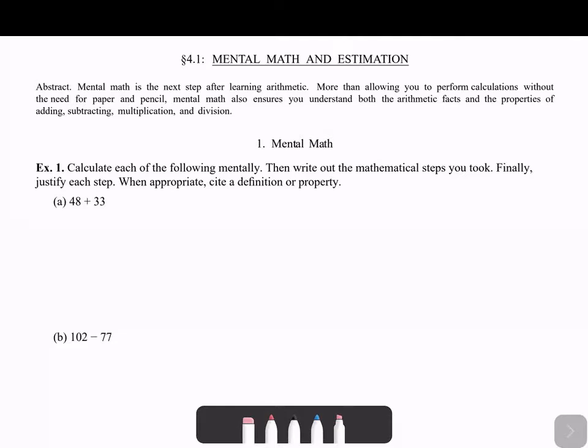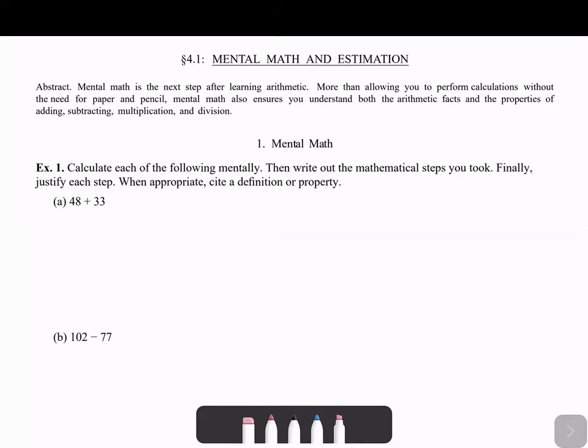I'm not going to go through all of the strategies that the book covers, just a few examples of the main ones that we use. Okay, so the first example says to calculate each of these mentally. So we're going to have an example of each operation: addition, subtraction, multiplication, and division. And we want to write out all the steps we took and justify each step using a definition or a property.